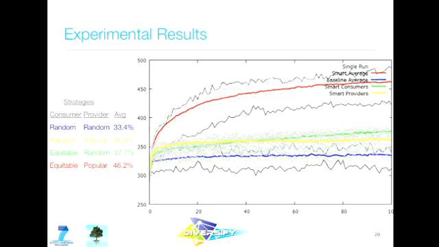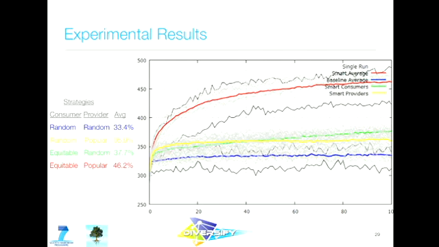So basically, the x-axis is adaptation steps, and the y-axis is the unnormalized robustness. Now you can see the line in blue is when both consumers and providers just randomly pick a service to mutate or to drop, or consumers just pick a random provider to connect to. That's the low baseline, and robustness is again 33.4% better than not doing anything at all.